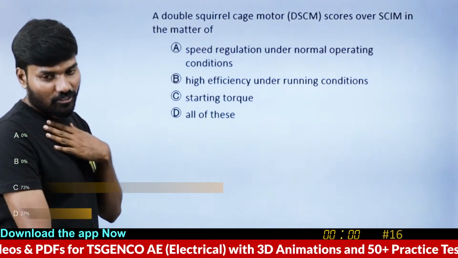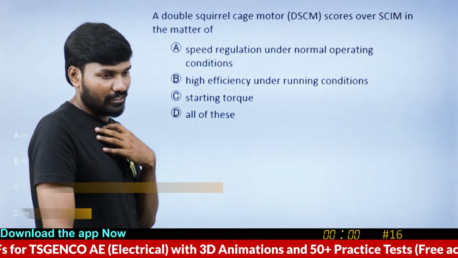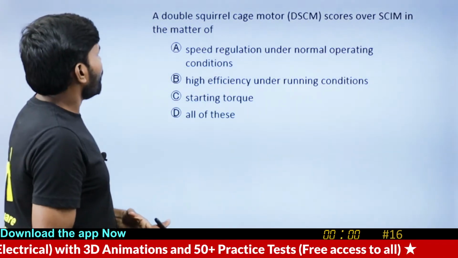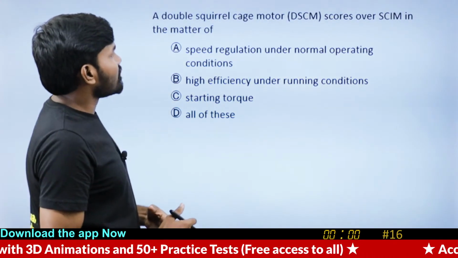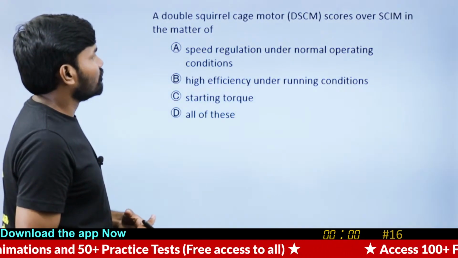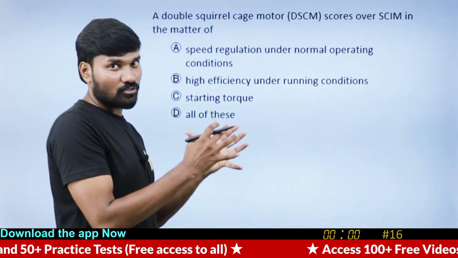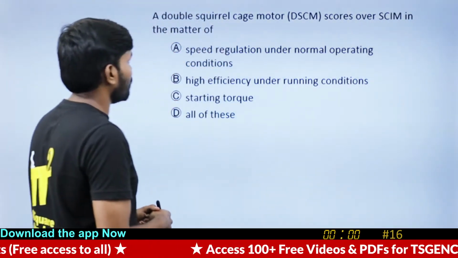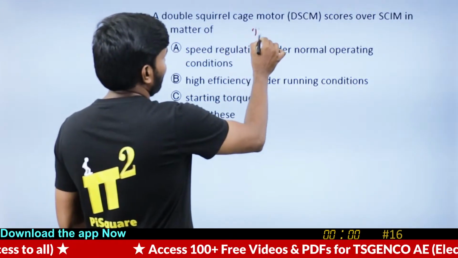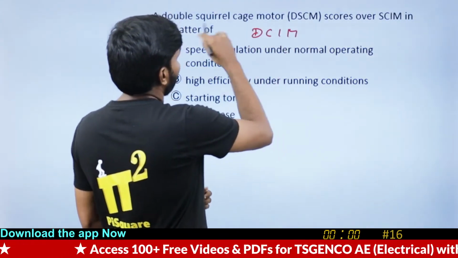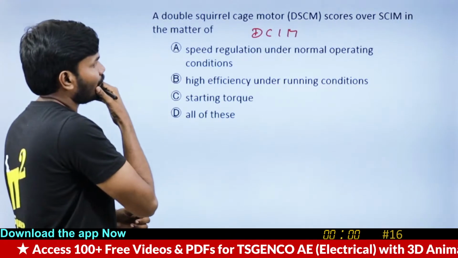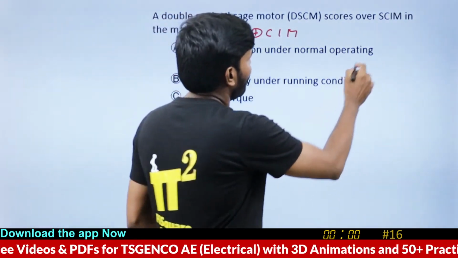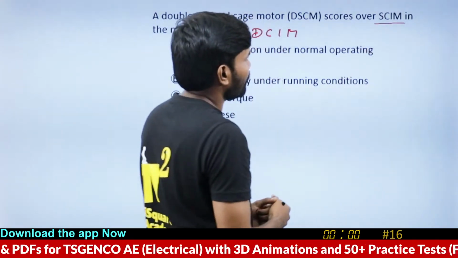Yes. A lot of people are saying option C. Let's check it out quickly. The double squirrel cage motor. I think you know that. Double cage induction motor, or you can call it double squirrel cage motor, whatever you call, scores over a regular squirrel cage induction motor.